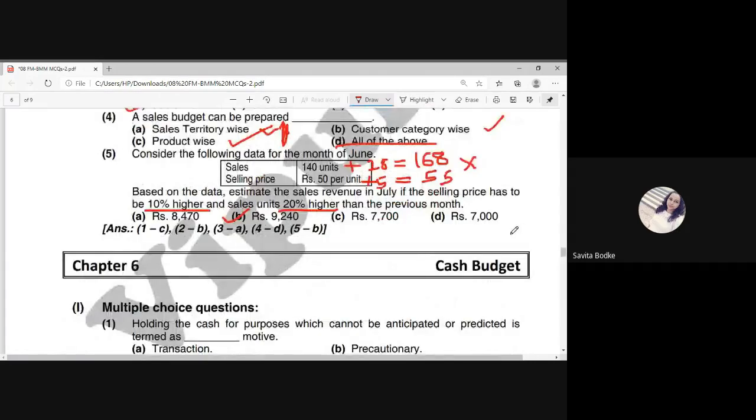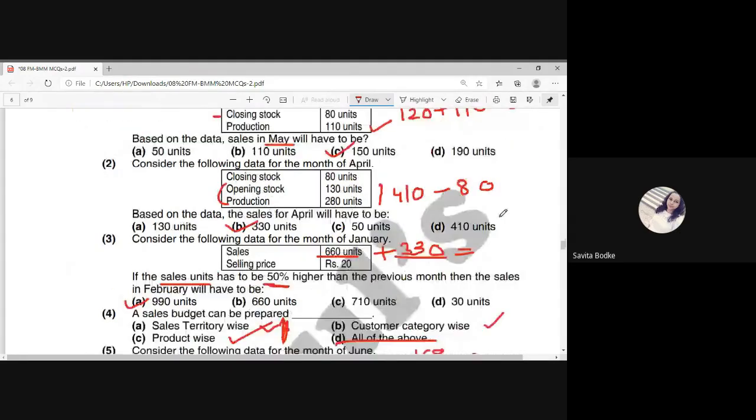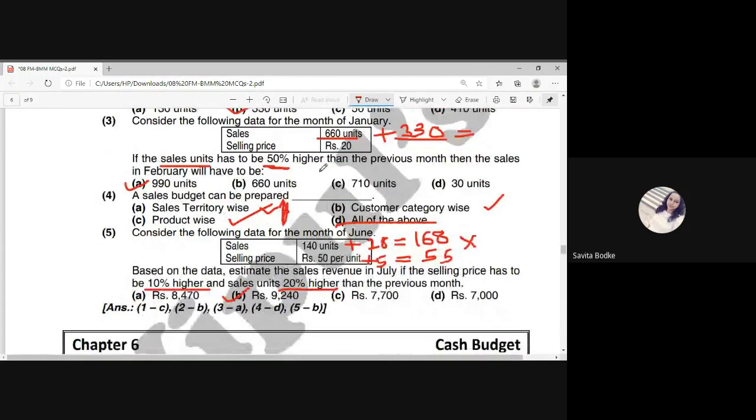Once again, I'll just do the revision of this. If you want to compute the sales, just remember that opening stock plus your production minus your closing stock is what you have to consider here. If you get such types of sums in your examination, just read the details carefully. They're not going to ask big lengthy numericals on the online platform. So be very clear about that and practice very simple numericals.